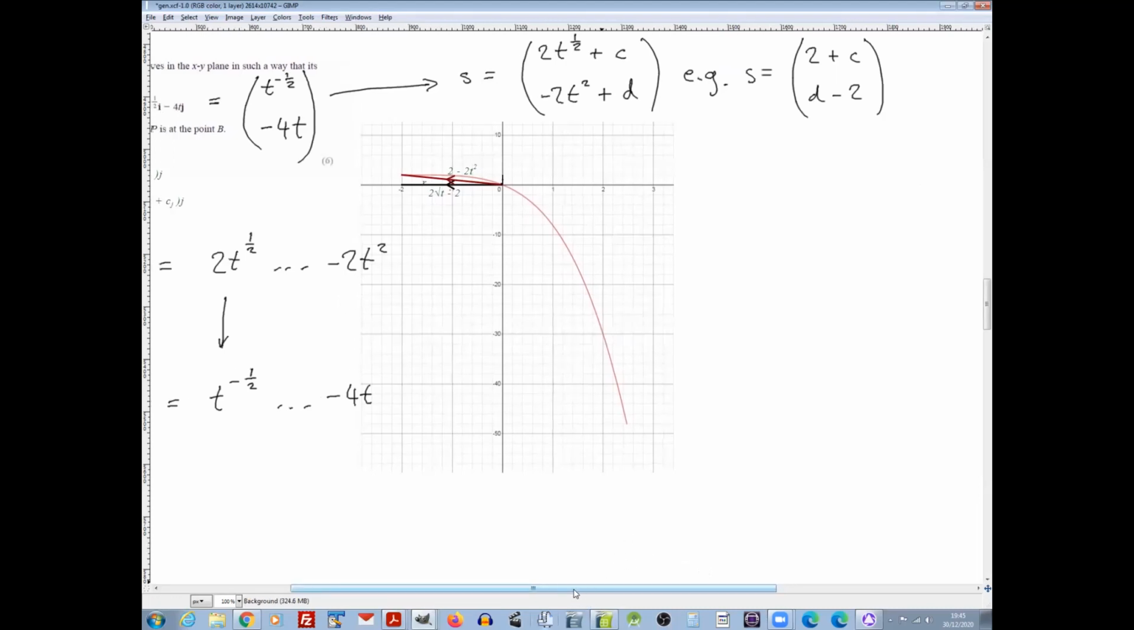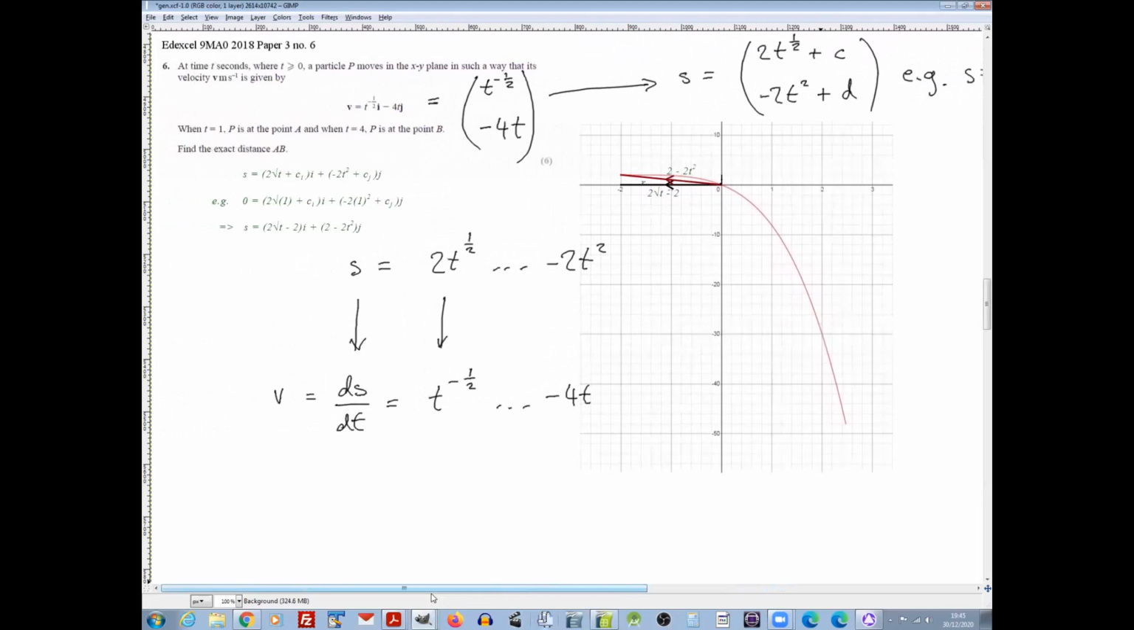And we're told that that is the point A. So where's A? Yes, A is the origin. Good. So that is a distance of 0 from A. At time t equals 1, P is at a distance of 0 from A. So let's have all of our distances relative to A, shall we?